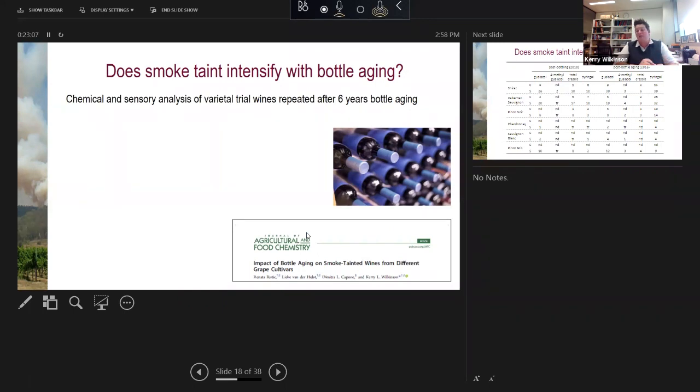trial and cellaring them, and it was probably a little bit of luck, really, if I'm honest, that we put them away after we'd finished our chemical and sensory analysis, and then we remembered that they were there 5 or 6 years later and thought maybe we should repeat the chemical and sensory analysis and have a look at what's gone on in those past 6 years.